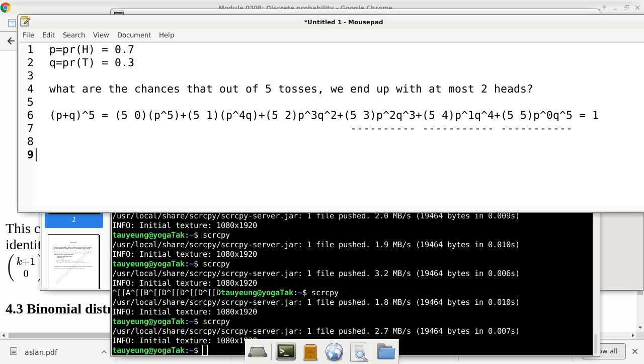Okay, and if it were exactly 2 heads, then you would only pick the one with p to the 2. Exactly. So let me just repeat that because I want the mic to capture that too. This one here is only for the case when we have exactly 2 heads and 3 tails. This one is only for 1 head and 4 tails, and this one is for no head and 5 tails. But since what I'm interested in is at most 2 heads, that would have to include 2, 1, and 0 heads. And that's why we have to sum up all the underlined items.